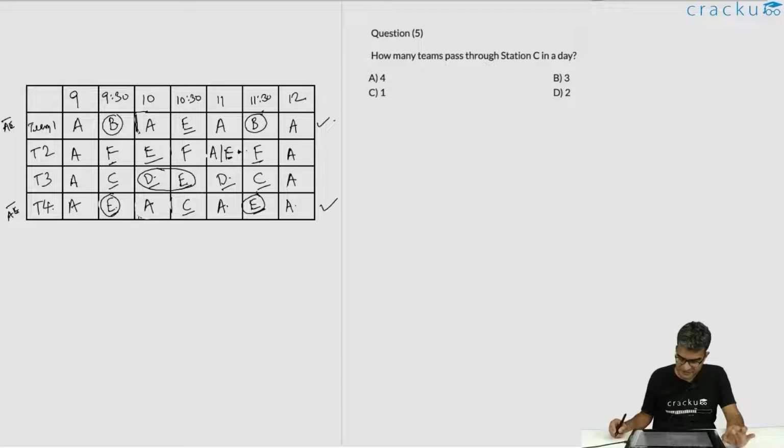How many teams pass through station C in a day? Station C is passed by team 3 and by team 4. Team 3 passes 2 times and team 4 passes once. These are the only 2 teams which pass through station C. So the correct answer is 2 teams.